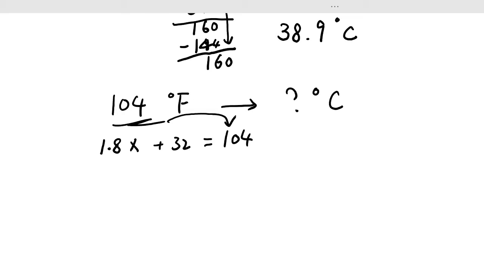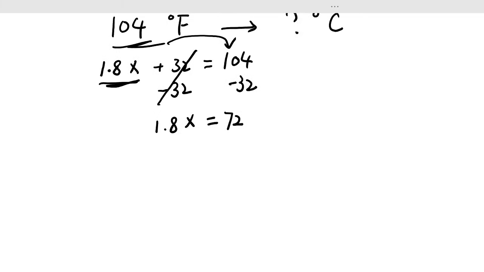So we follow the steps we have. The first step is to leave the x term by itself: get rid of 32, subtract 32 on both sides. The 32 cancels out. Now we have 1.8x equals 72. So now we divide by 1.8 on both sides.